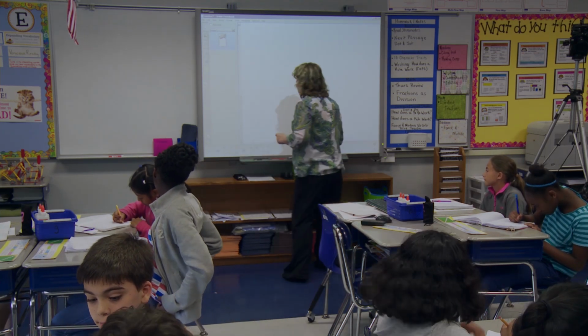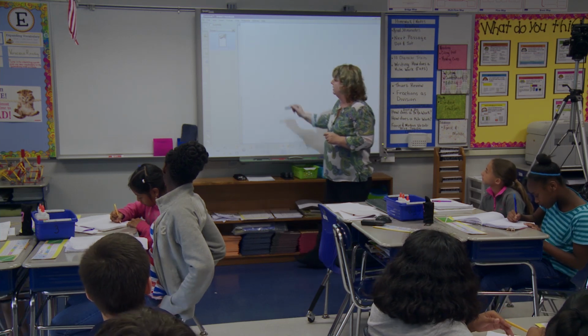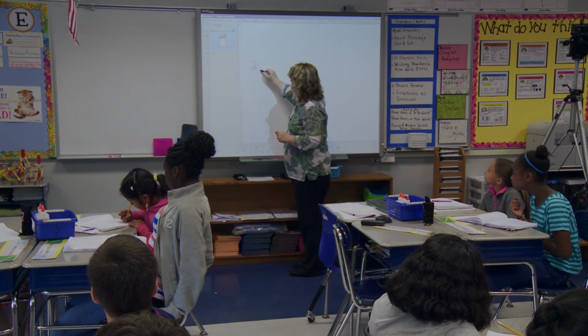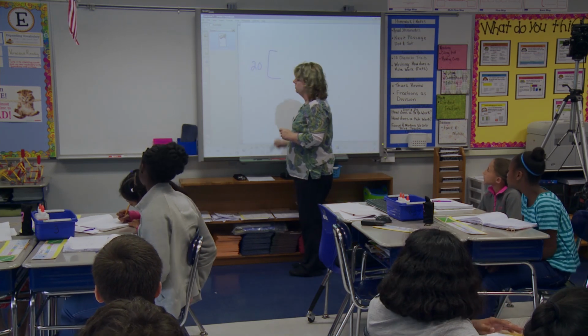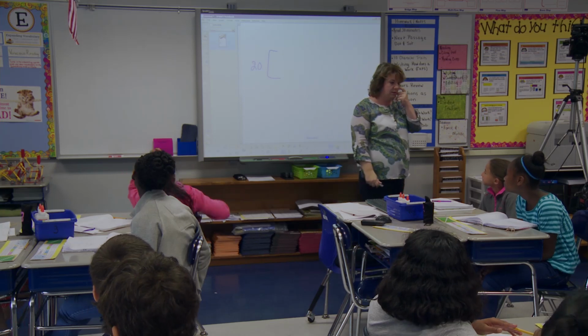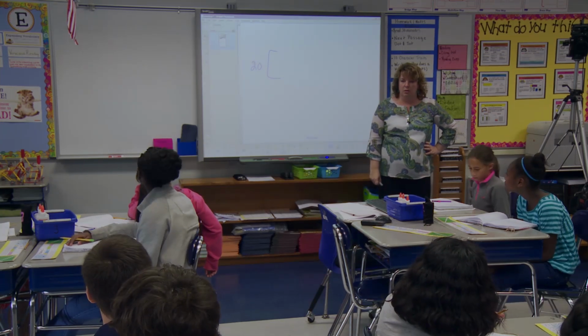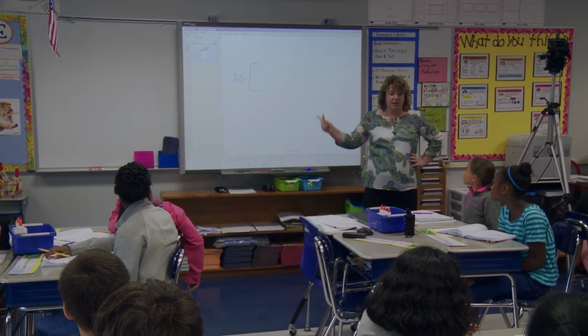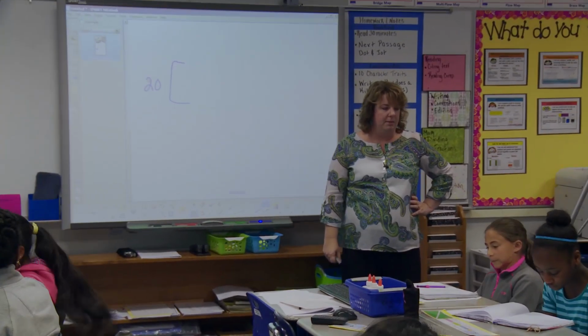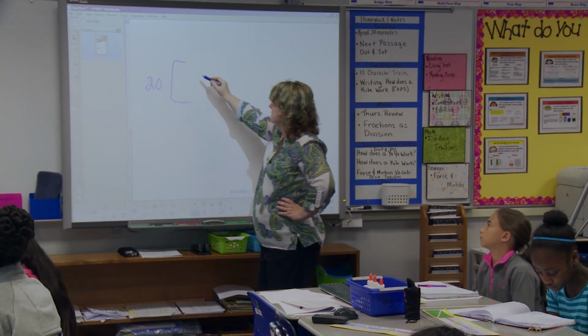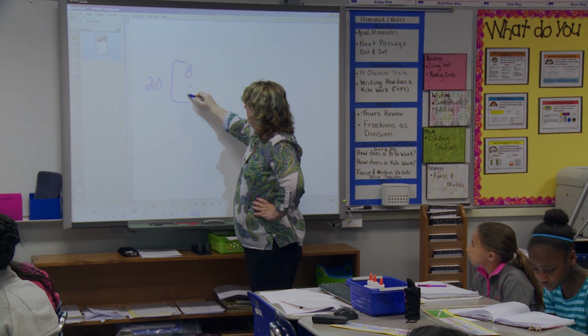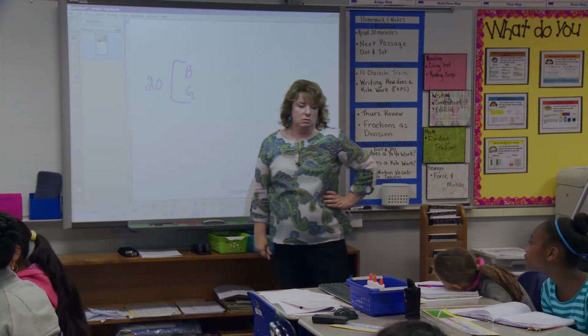How many children are there total? 20. There are going to be 20 children total, correct? We all know this. What kind of children do we have? We have boys and girls. So take your picture and put in an indicator for boys and an indicator for girls.